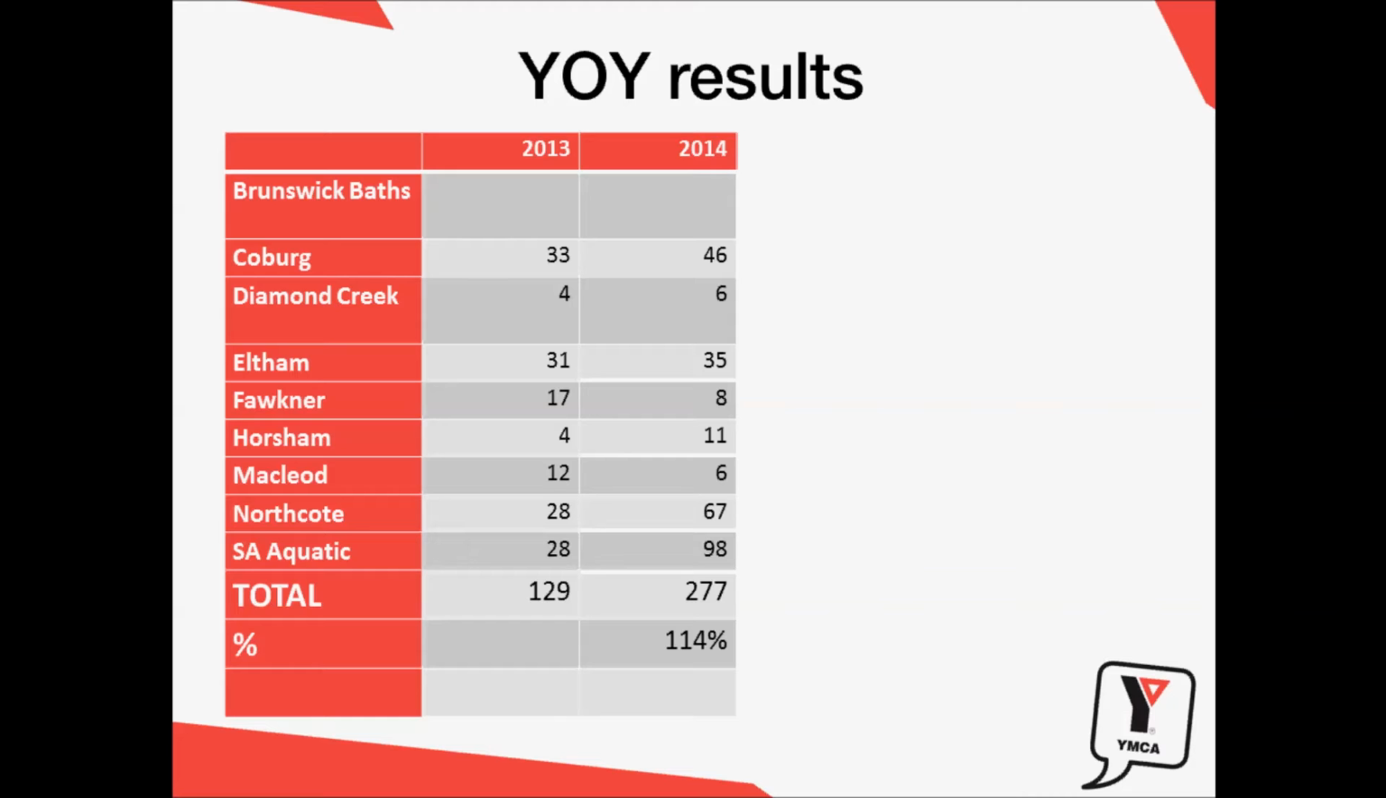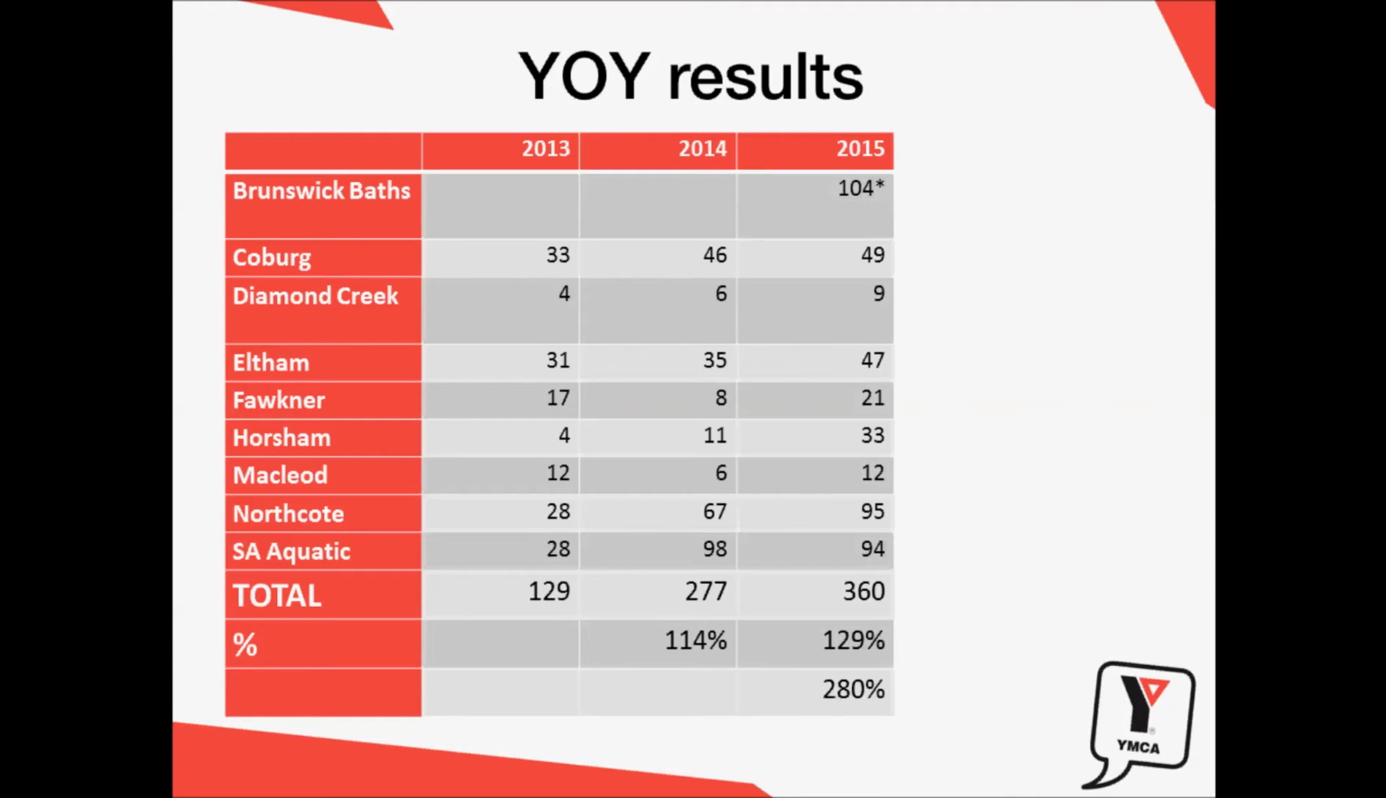Huge result in 2014. And we came back again and did it this year in 2015, and we did even better again. We went 129% improvement on the 2014 results. Or think about it, from 2013 when we didn't run the micro campaign, we sold 129 memberships. We sold 360 memberships 2 years later. It's a very, very successful campaign. I've excluded Brunswick Baths there. We can throw them into the mix, and again, it will be even higher.